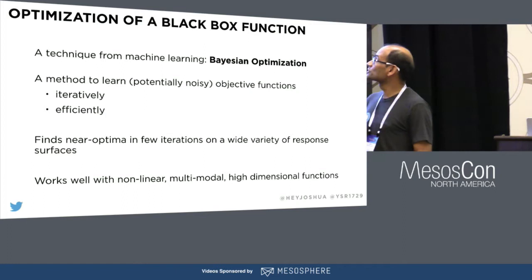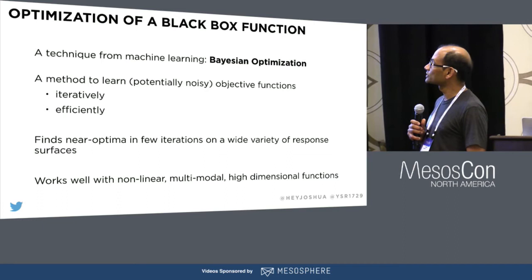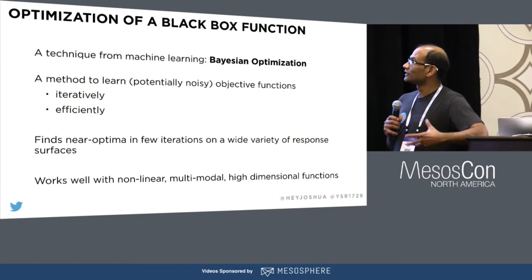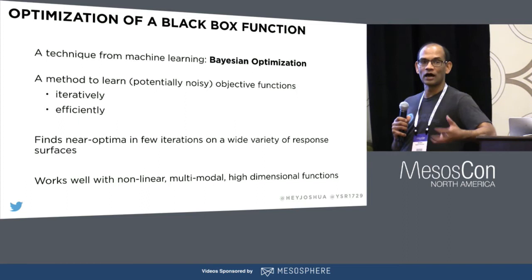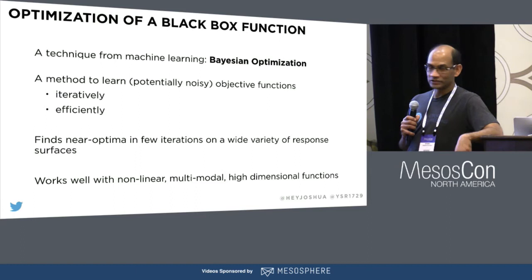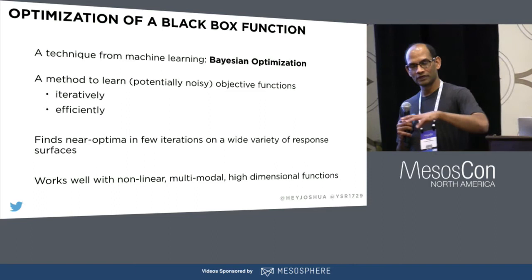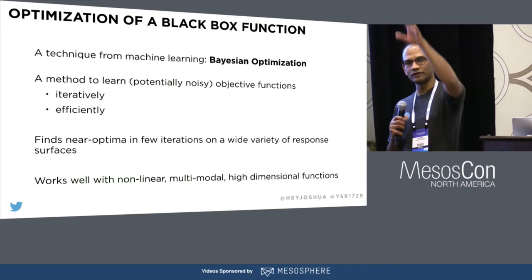We make use of a technique called Bayesian optimization from the machine learning literature. It's a statistical technique that can be used to learn potentially noisy objective functions, and we've already talked about how we might have noise in our system, iteratively and efficiently. And by efficiently, what I mean here is that through a small number of evaluations or experiments of the response surface, we can quickly find our way to an optimum configuration.